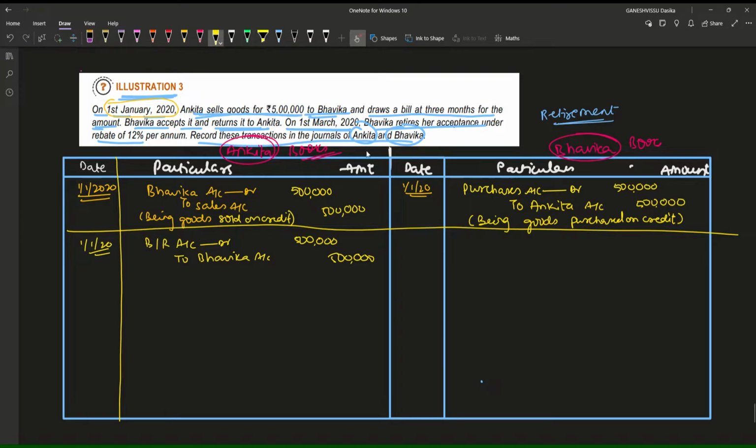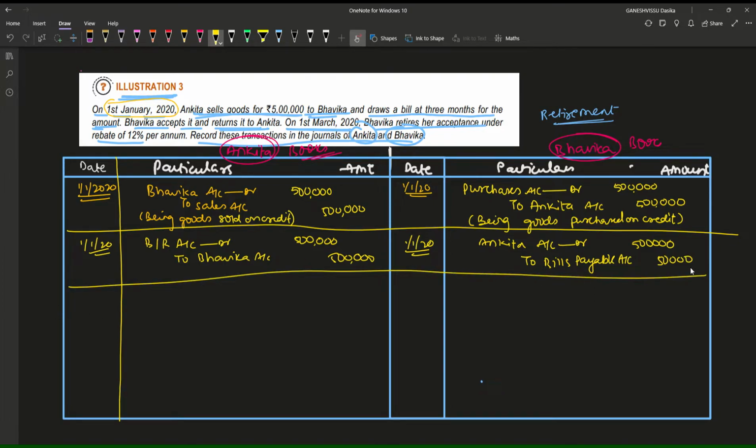Now on the same date, 1/1/2020, how is Bhavika going to record in her books? Here bills payable is for Ankita. In Ankita's books, as she is drawing the bill of exchange, she is going to record the bills receivable. Now this bills receivable is being accepted by Bhavika, right? So what is Bhavika going to record? Ankita account debit to bills payable. This is the entry which would be there, so this is the second entry which we are going to record.